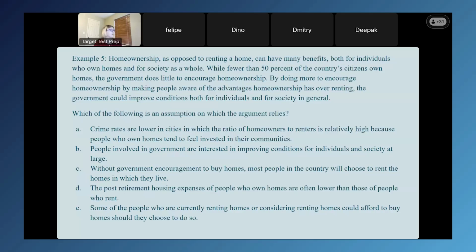Same issue with A. It supports the premise that homeownership benefits society at large, but we don't need to support that premise. So we already know that it has benefits and we don't have to understand why. Let's see.